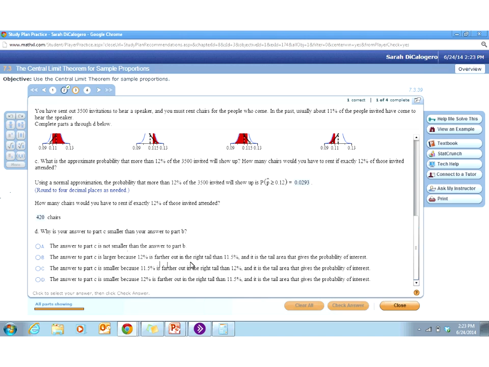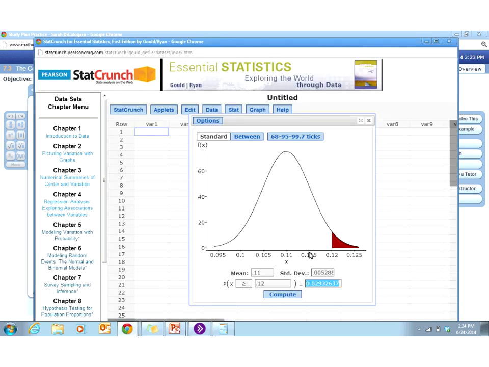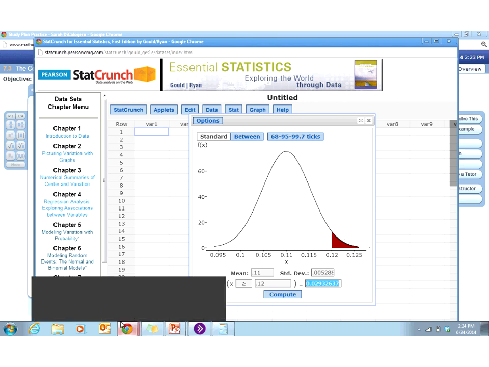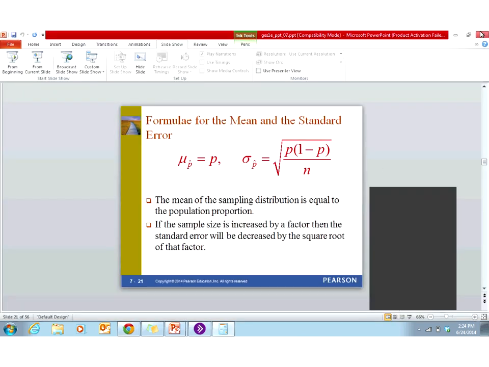Okay, so if you think about it, that 12% is further away from the mean of 11% than the 11.5%. Right, it's further out in the right tail than 11.5, and it's the tail that gives the probability of interest. So 12% is further along in that tail. If we go back and we look at our normal curves, look at this. The 12% is here, the 11.5% is right here. It's further out in that curve, and it's more standard deviations away from the mean. And be careful here. Answer part C is larger? No, it's smaller because 12% is further out in the right tail.